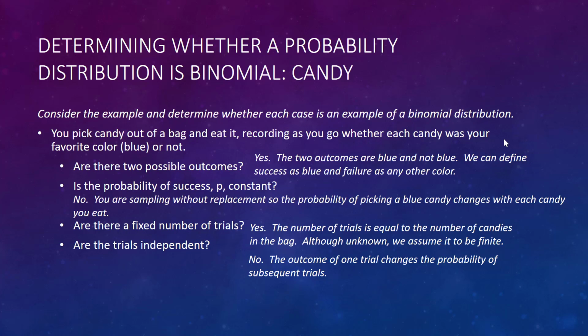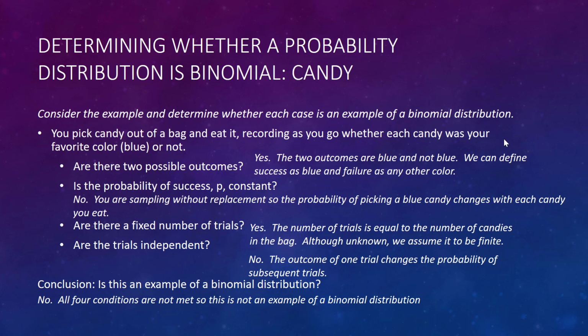And are the trials independent? No, right? They're not, because if you pick out a blue candy, you've changed the probability of getting another blue candy. And if you get a not blue candy, again, you still change the probability because there's a different number of pieces of candy in the bag than when you started. So is this an example of a binomial? Again, we already know the answer is no, because we did not meet all 4 conditions.